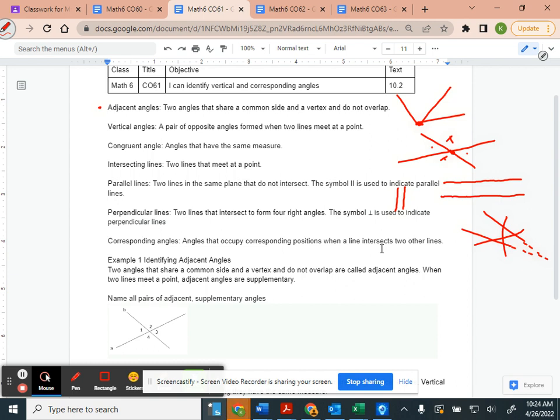Corresponding angles are angles that occupy corresponding positions when a line intersects two other lines. So if we have our two lines and a line intersects them, corresponding angles would be like this angle and this angle. Okay, so they're corresponding. They're on the right side of that intersecting line. They're on the top of the lines. So they're corresponding because they're in the same positions. Okay? Any questions on any of those terms that we just used? Okay, so it's going to be important that you refer back to these definitions. Make sure you understand your terms.